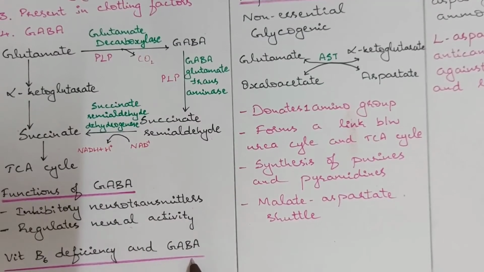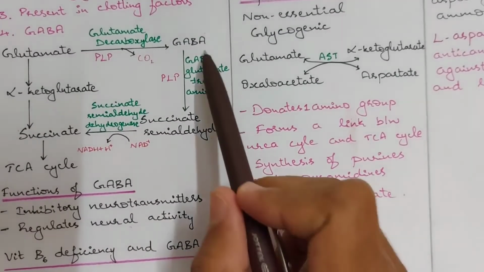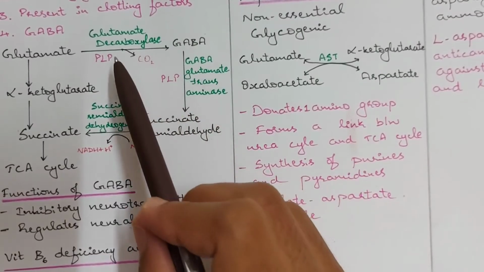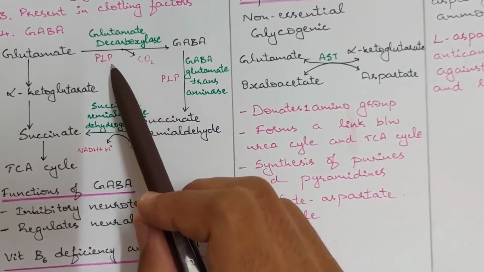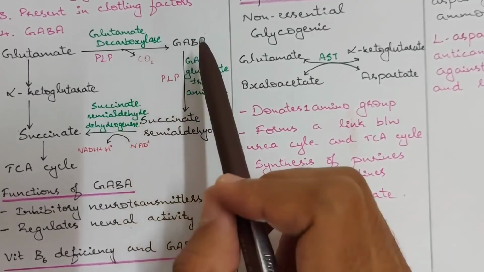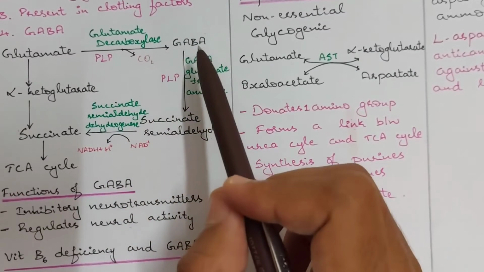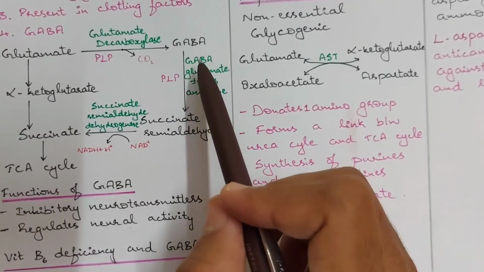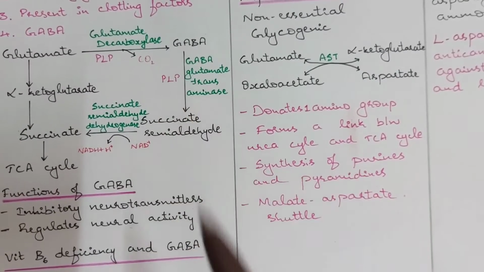Vitamin B6 deficiency and GABA. GABA synthesis requires pyridoxal phosphate, a coenzyme of vitamin B6. In vitamin B6 deficiency, the production of GABA is reduced. This results in neuronal hyperexcitability causing convulsions.